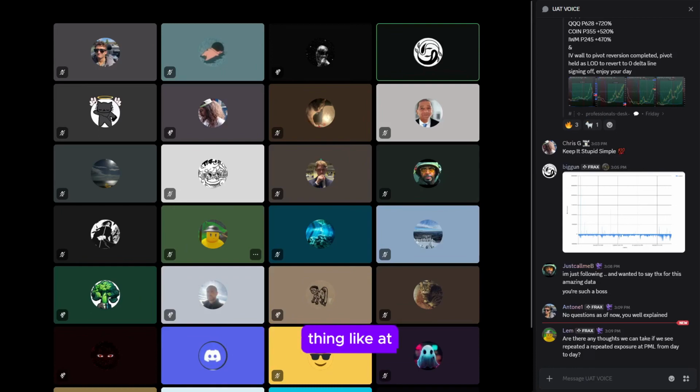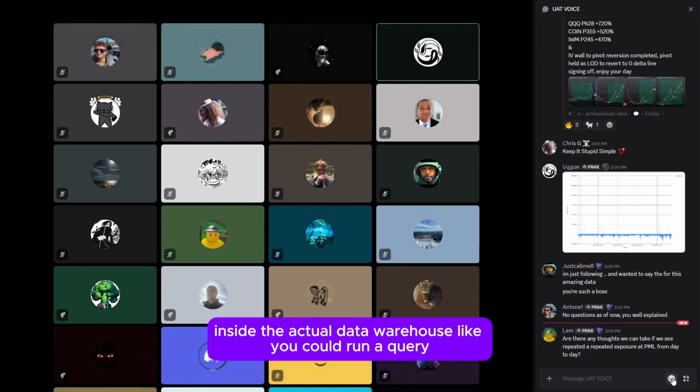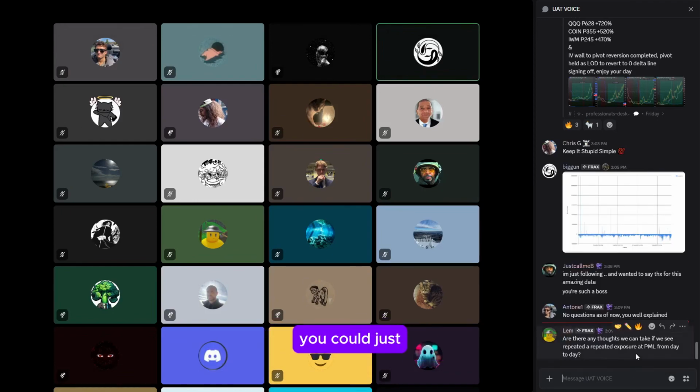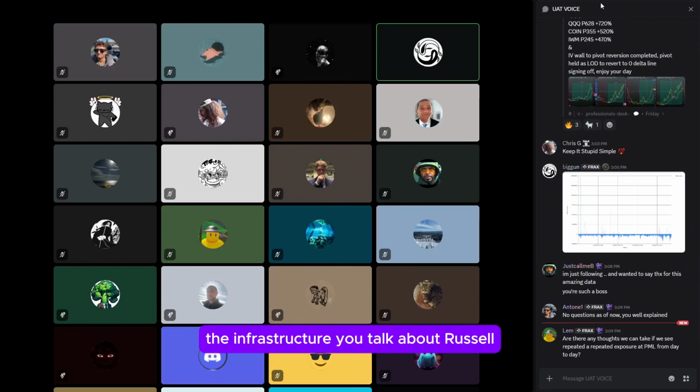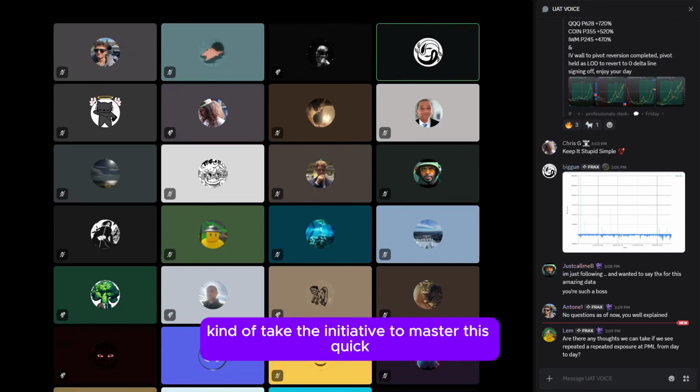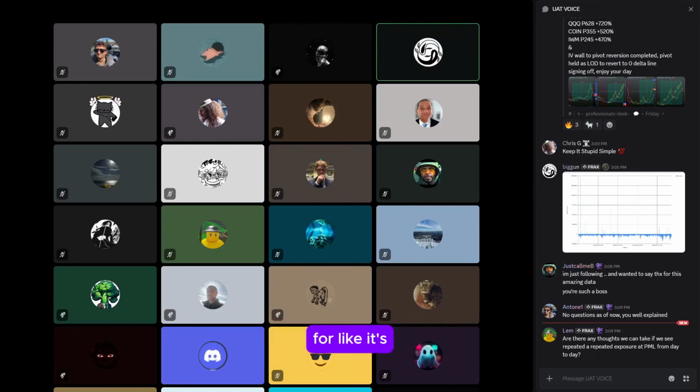And it's really a simple thing. We're showing it in QQQ live with the zero delta lines and all these things. But that idea can coalesce into an actual signal that can be run, either inside the data warehouse, where you could run a query that basically acts as a signal finder, or secondarily, an external program could receive, manage, and export the signals into the infrastructure you talk about, Russell. This is really a new frontier that I hope people take the initiative to master as quickly as they can, because we're always looking for new perspectives.